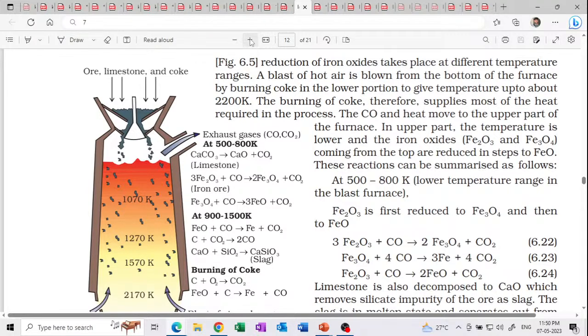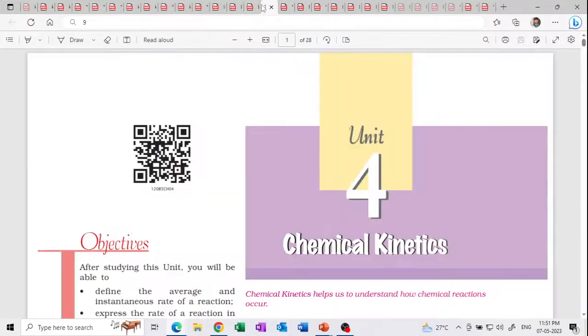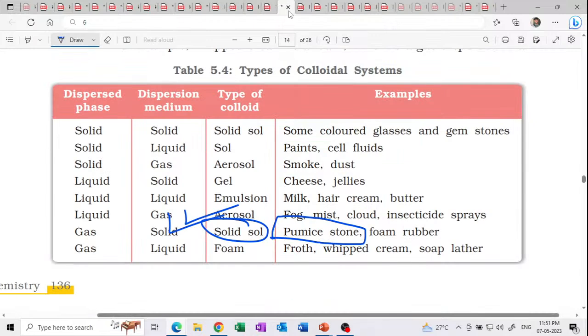FeO plus CO gives Fe plus CO2. Yes, this happens. C plus CO2. Yes, this also happens. Calcium oxide. This also happens. So this is the one that does not happen. The reaction that does not take place is Fe2O3 with carbon monoxide. Get it? This does not happen.